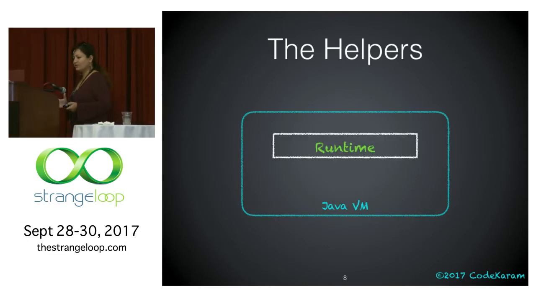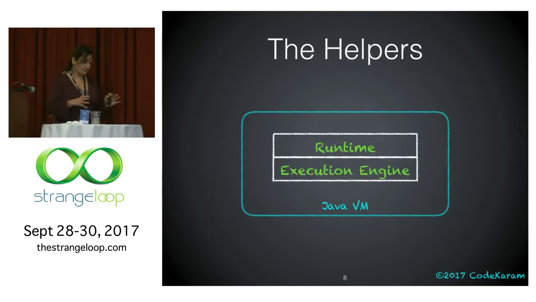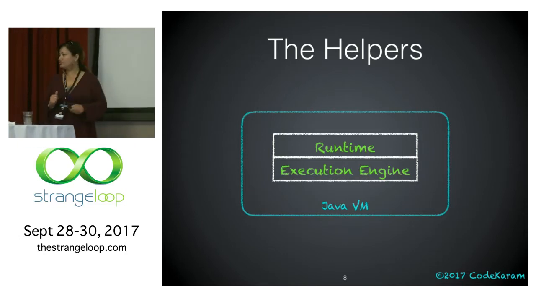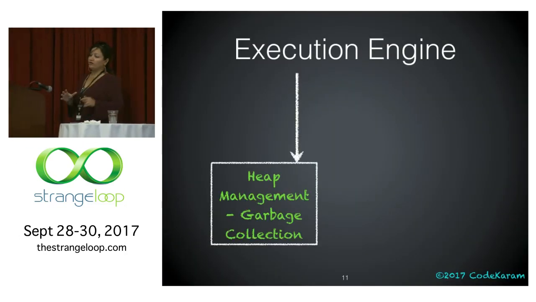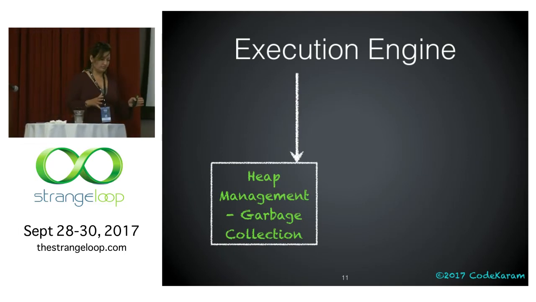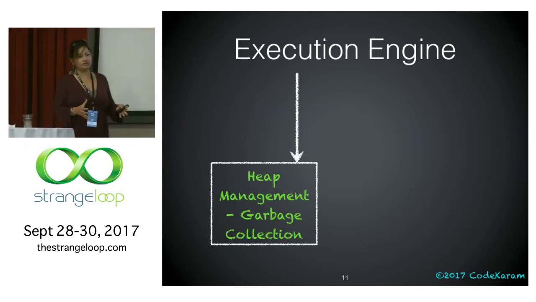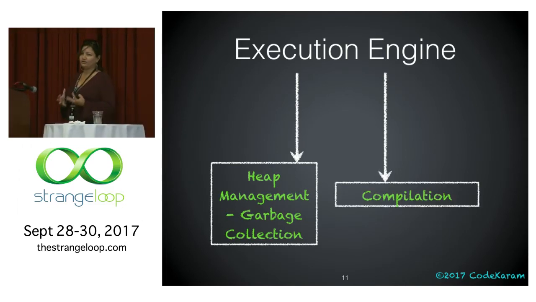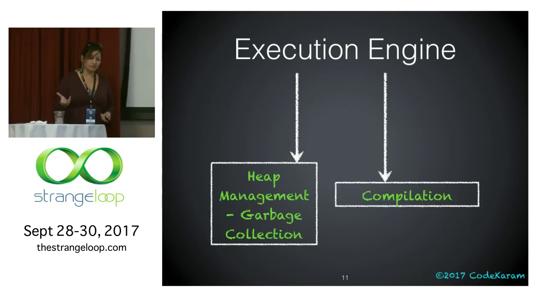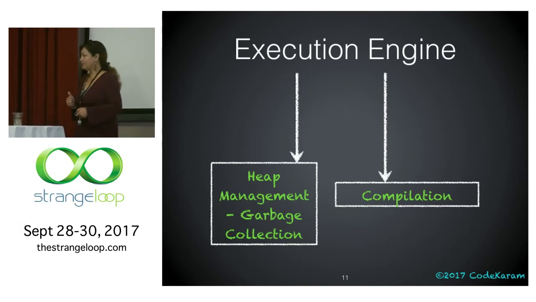So let's talk about the helpers. Like I said, helpers are the runtime and the execution engine. The execution engine itself has two components. First is the heap management, which is known as garbage collection. And then the second is compilation. We all know about the JIT compiler. That's what I'm talking about when I'm talking about compilation.